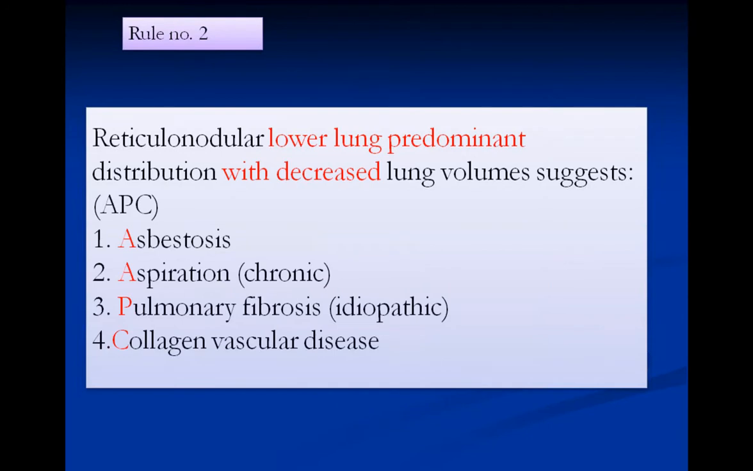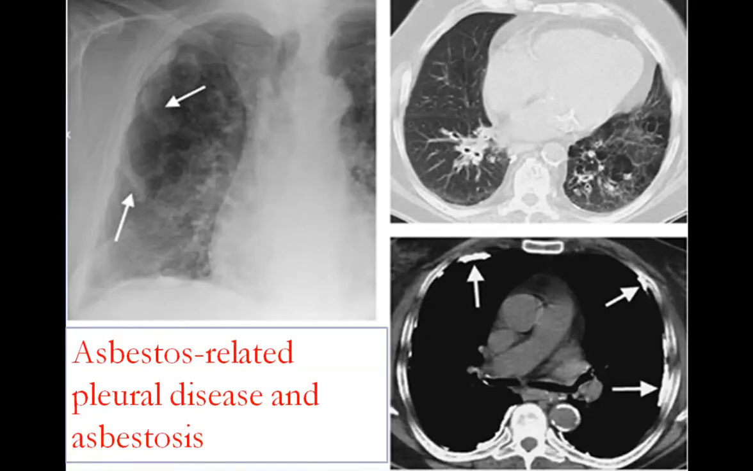Rule number 2: if reticulonodular opacities are present predominantly in the lung basal regions, the classic best examples are asbestosis, aspiration pneumonia, pulmonary fibrosis, and collagen vascular diseases. These diagrams are showing asbestosis. If you look carefully at the peripheral regions, the arrow marks are pointing towards the pleural plaques.